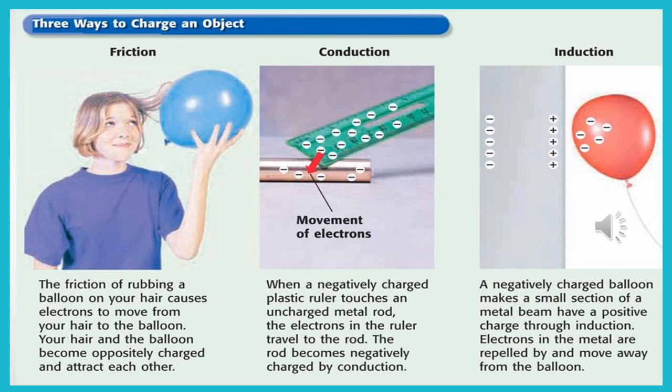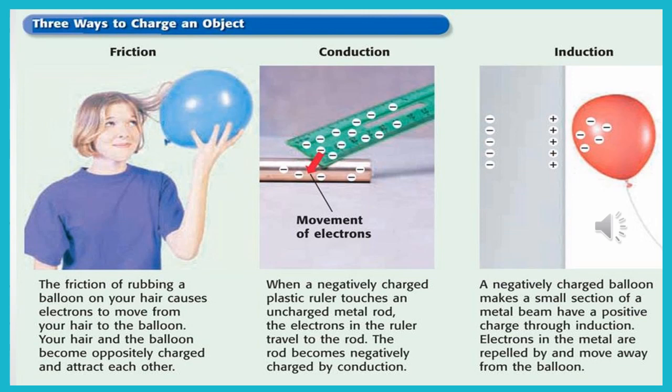During induction, we can see one balloon which has already been rubbed with a certain object and is negatively charged. The negatively charged balloon is brought very close to a metallic beam, but it is not touched. In conduction, it was touched, but in induction, the charged balloon was not touched to the uncharged metallic beam. It was brought very close to it.